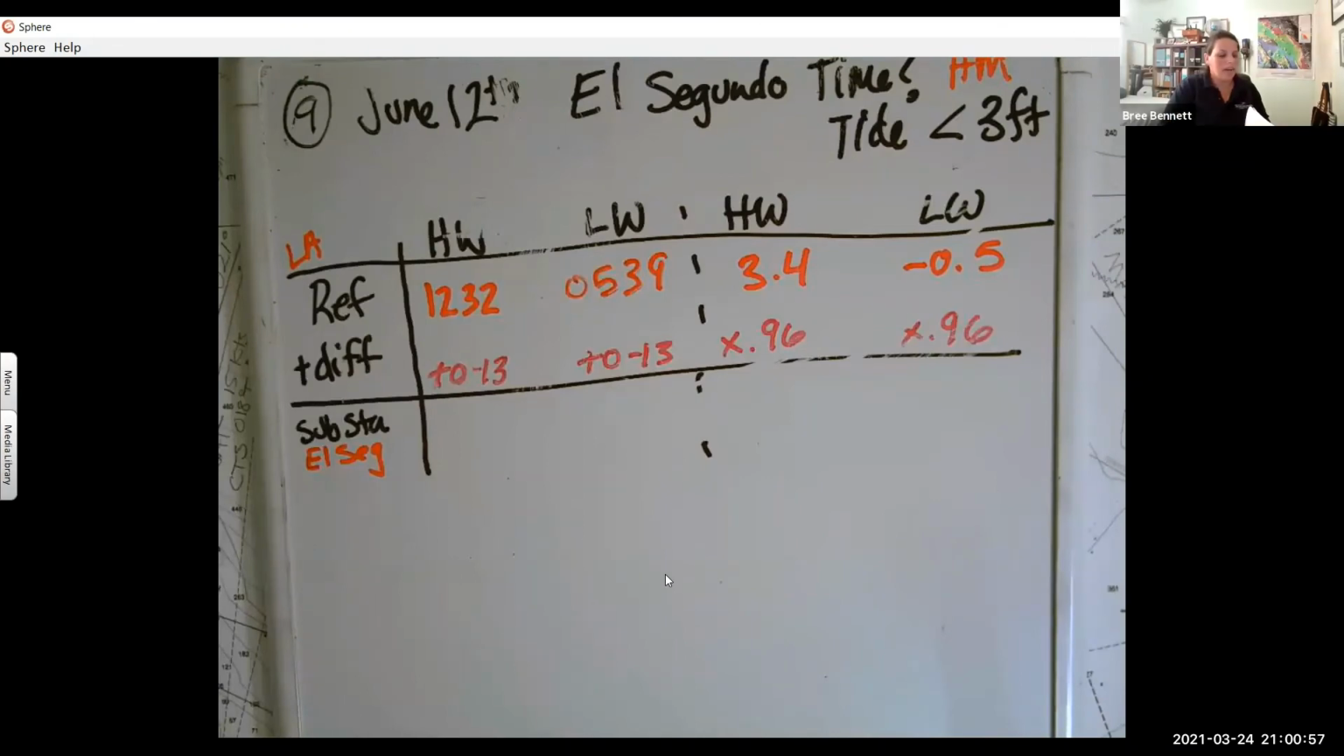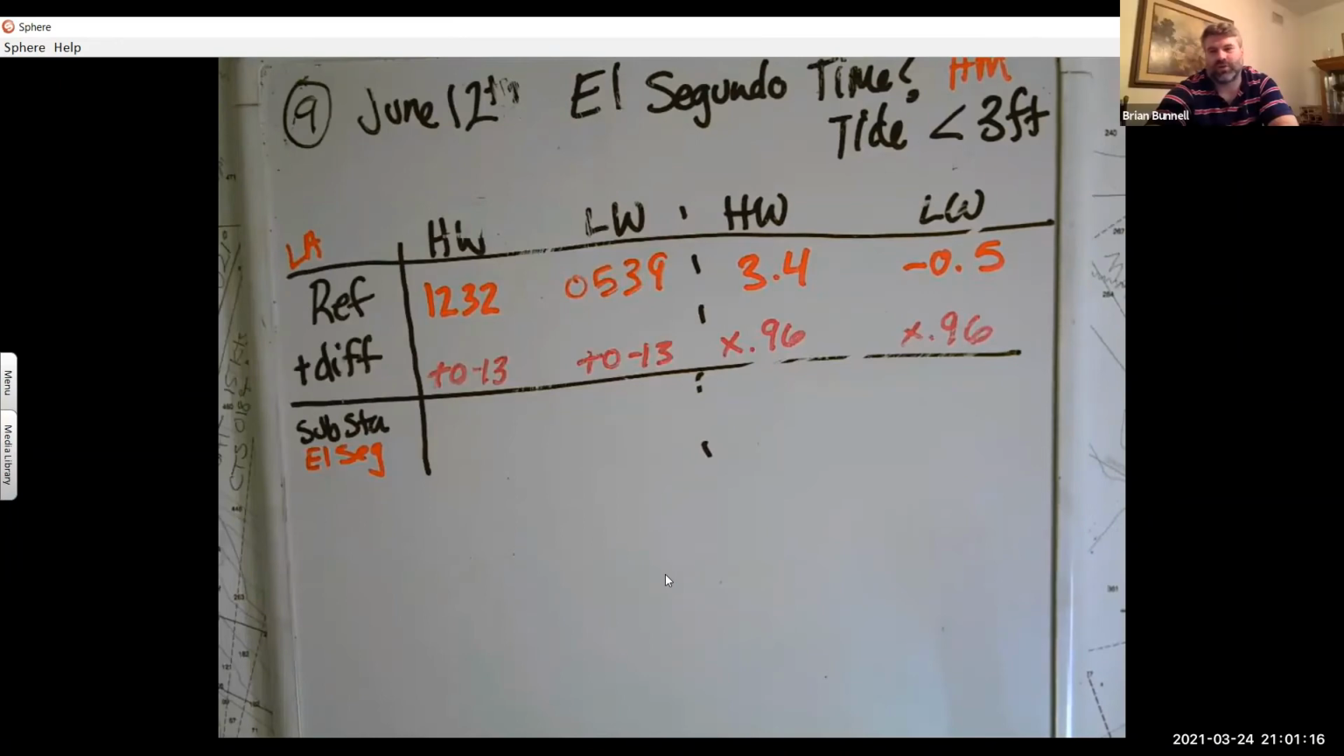I agree with you. My answer sheet somehow says that we have a tide range of 11 feet. So I must have been looking at the wrong page or something. We clearly don't have 11 feet anywhere. So we're going to kind of make this problem up as we go here.